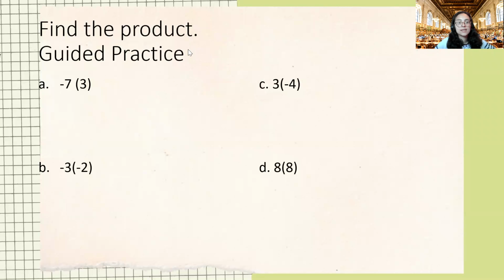So here is another example, another slide where you're asked to find the product, but this is a guided practice. So I'm going to ask you to pause the video and attempt these, and then we will come back and work through them together.